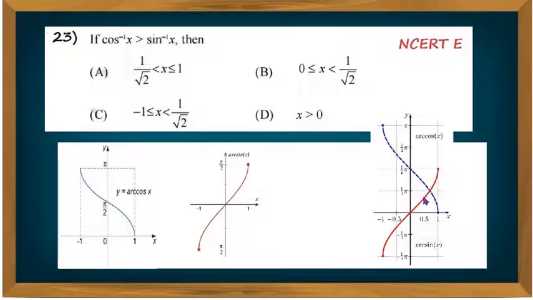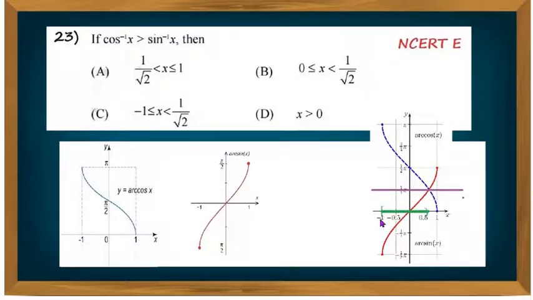And you can observe cos inverse x will be more when x is less than 1 by root 2. That means in between minus 1 to 1 by root 2, cos inverse x will be more than sin inverse x. From 1 by root 2 to 1, sin inverse x will be more than cos inverse x. The question asked here is, if cos inverse x is greater than sin inverse x.